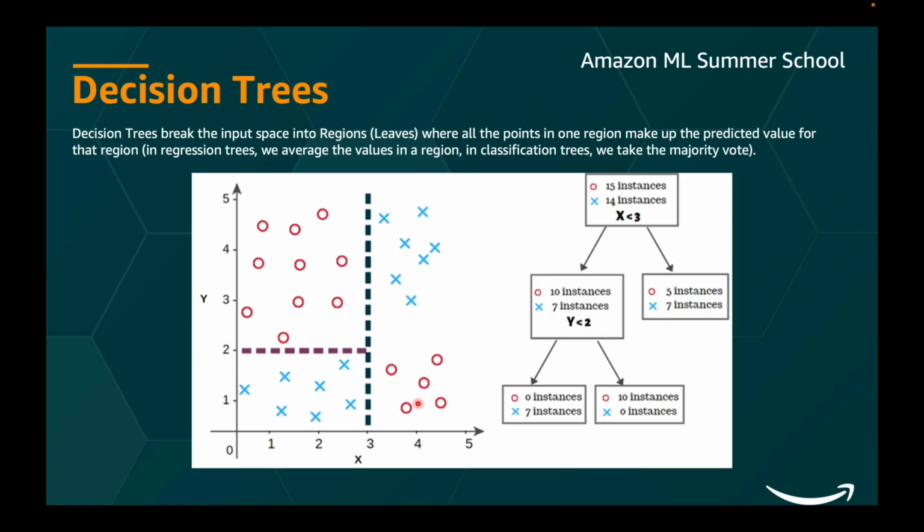So like I said, decision trees break the input space into regions where all the points in one region make up the predicted value for that region. This is a classification tree. If we have a regression tree, we take the average values of all the points falling into the region. So over there we wouldn't have dots and x's. We would just have a numeric value associated with each data point, and we would take the average value and predict that as the output for any new data point falling in that particular region. So we'll take the average of all of these for region number 1, the average of all of these if it falls into region number 2, the average of all of these if it falls into region number 3.